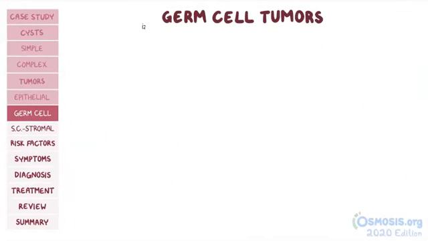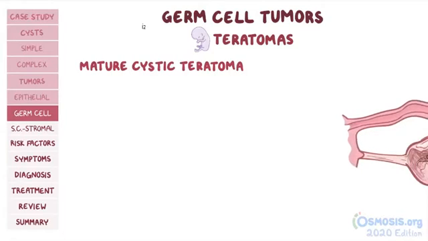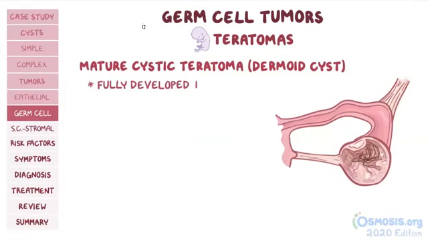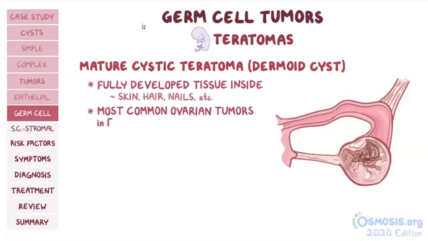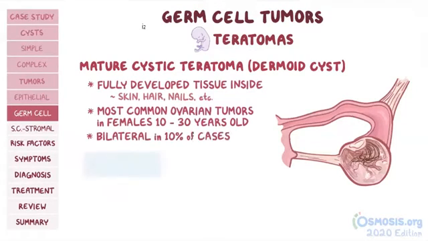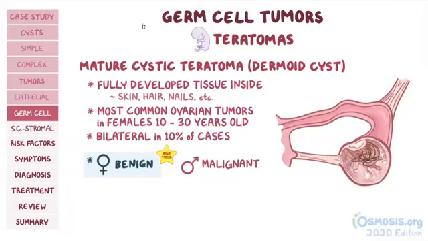Starting with tumors from fetal tissue, these are called teratomas and are divided into 2 types. The first is mature cystic teratoma, also known as dermoid cyst, that has fully developed tissue inside, like skin, hair, nails, etc. These are actually the most common ovarian tumors in females between 10 and 30 years old, and are bilateral in 10% of cases. What's important here is that they tend to be benign. This is unlike mature testicular teratomas in male adults, which tend to be malignant. However, rarely, they can undergo malignant transformation into squamous cell carcinoma.